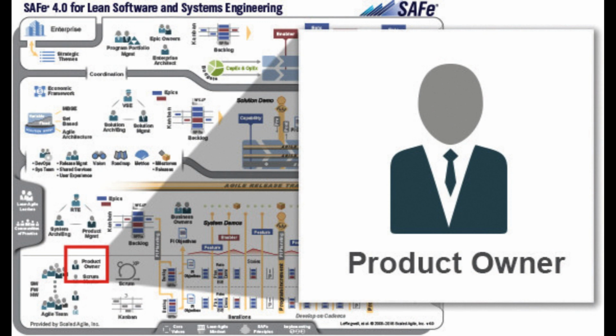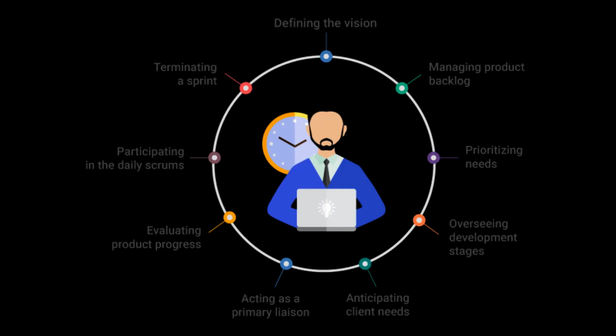Market and competitive analysis. Stay informed about market trends, customer needs, and competitors to make informed decisions about the product's direction. Customer advocacy. Act as an advocate for the customer, representing their interests and ensuring that their needs are met in the product. Team collaboration. Collaborate closely with the development team, providing guidance and answering questions throughout the development process.